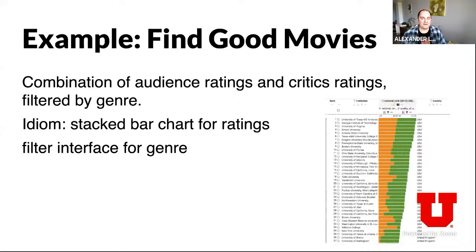So in the finding good movies example, I might have decided that a combination of audience ratings and critics ratings, and then filtering by genres, is a good approach for my particular problem. And I could choose a stacked bar chart for these ratings, like in the visualization technique I'm showing here on the right, and then have a filter interface for the genre, right? So that would be one solution to that particular problem.